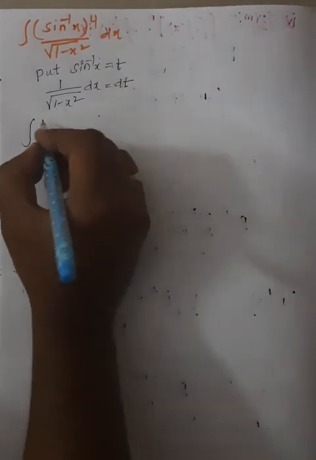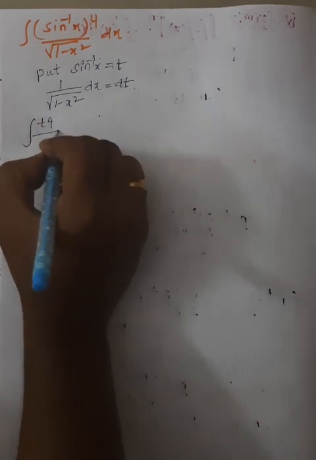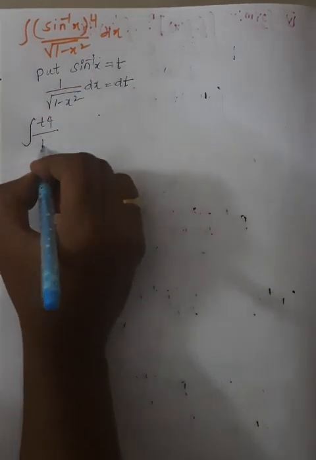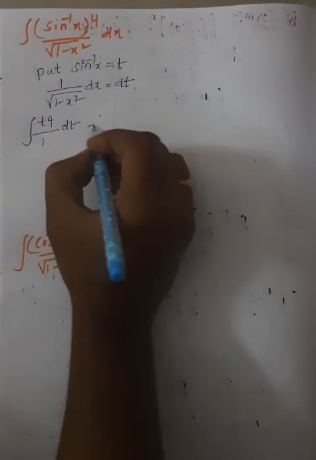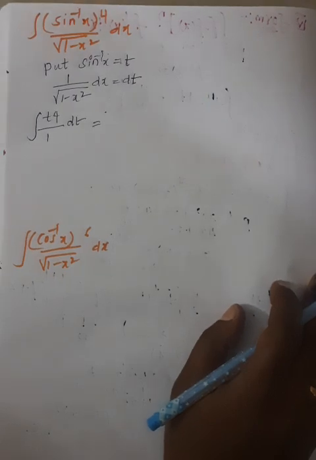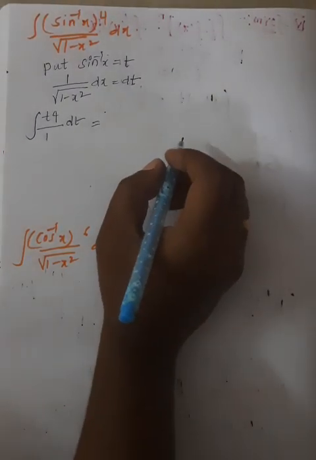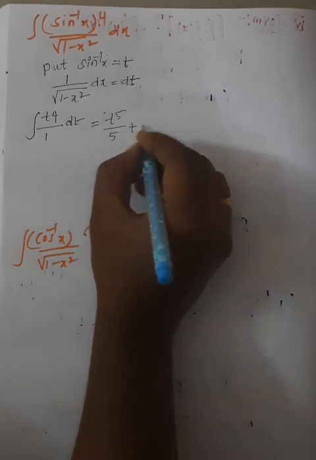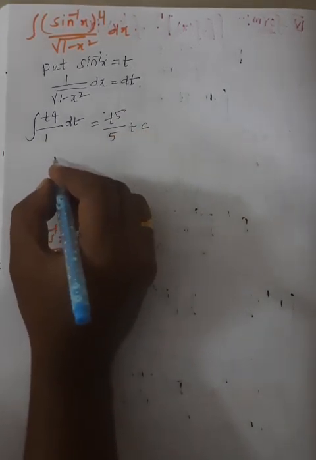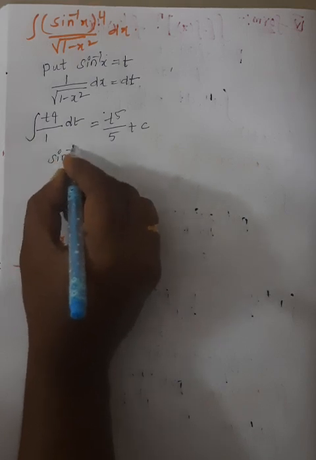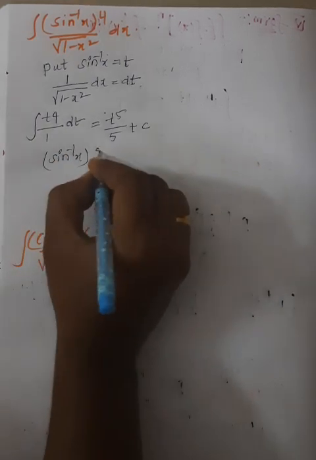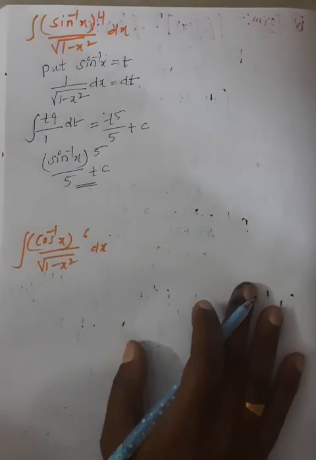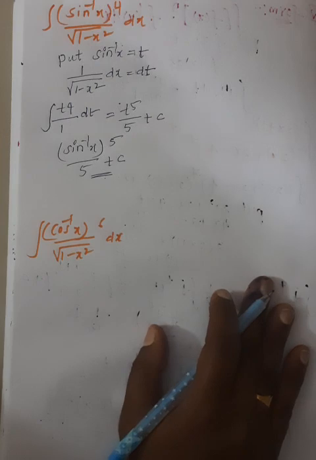Integration of t power 4 into dt. Now t power 4 can be evaluated easily by using integration of x power n formula. So you will get t power 5 by 5 plus c. So t is replaced with sin inverse x again. Sin inverse x whole power 5 by 5 plus c is our final solution. Similarly, we can solve the below question.